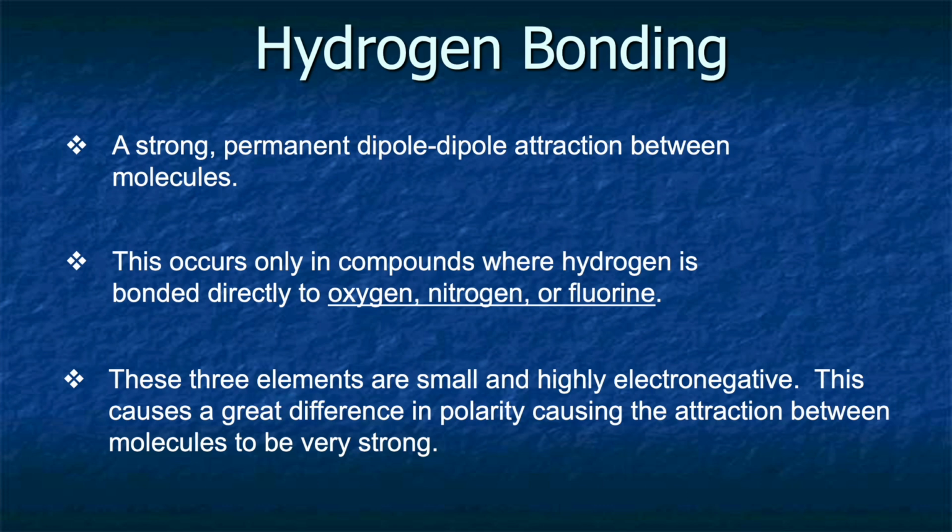So the main thing to remember is the relative strengths of the intermolecular forces. Dispersion forces are the weakest. Dipole-dipole forces are a moderate attraction. And hydrogen bonding is the strongest type of intermolecular force. But hydrogen bonding only takes place in compounds where hydrogen is bonded to oxygen, nitrogen, or fluorine. And that's all that we need to know about intermolecular forces.